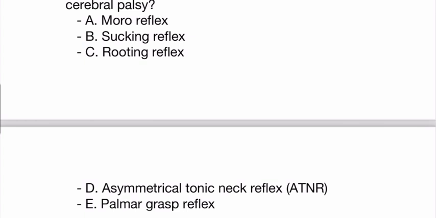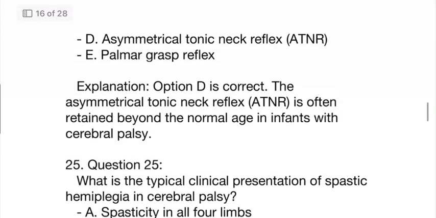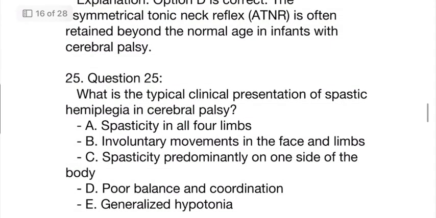So this is the one where the child, normally it presents by a child assuming what we would call a bow and arrow position. Okay, bow and arrow. The same posture that you would assume if you were preparing to fire a bow and arrow. So that's the one that is usually retained. Asymmetrical tonic neck reflex. Okay, so this is the one that is often retained beyond the normal age in infants with CP.